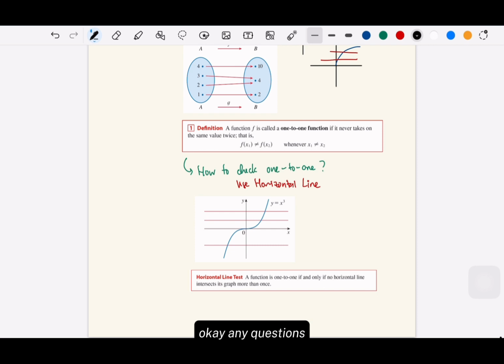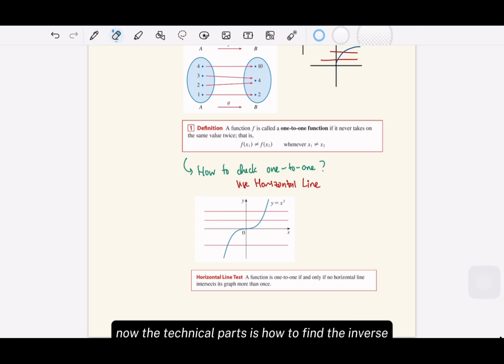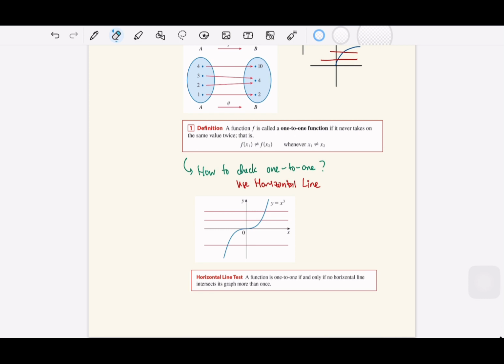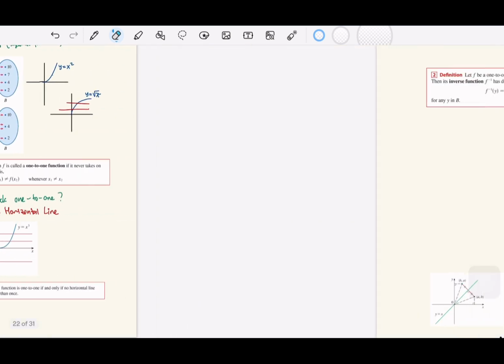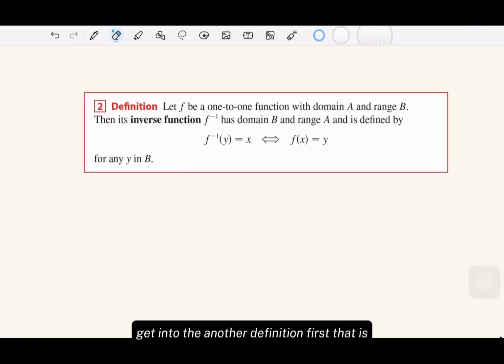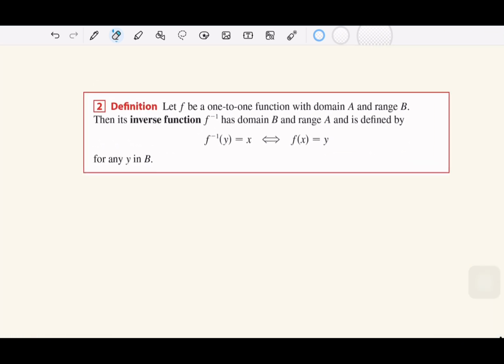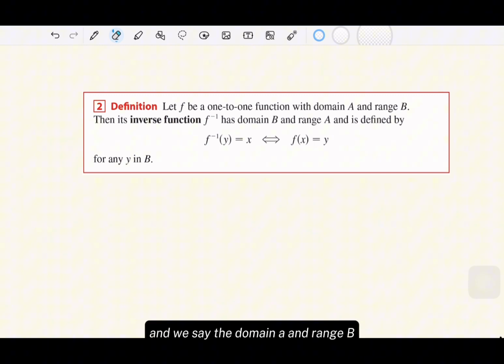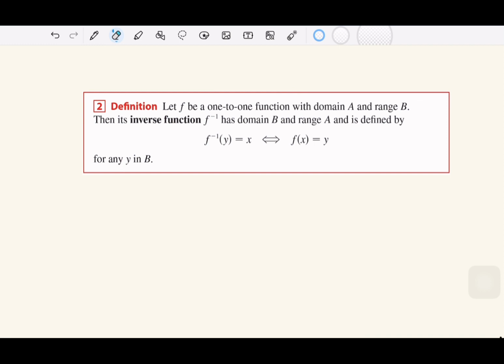Okay, any questions? Now the technical part is how to find the inverse. How to make sure that from x squared, we get the square root of x. Now first let me get into another definition. If f is a one-to-one function, and we say the domain is A and range is B. Now, for the inverse, we can exchange the domain and range. So it has domain B and range A.